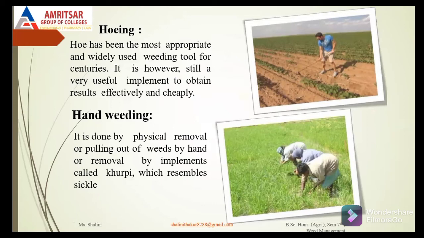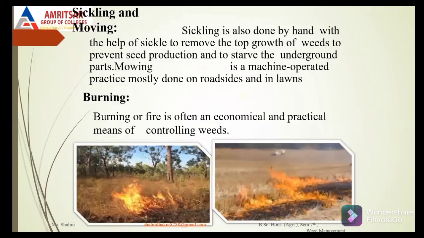Then hand weeding, we have to use our hands, obviously, we can't use any kind of implements, so we have to use hand weeding tools like khurpi or sickle. Then sickling, mowing and burning. Mowing is the cutting down of grasses. Mostly we take a machine, and the weeds on the roads are cut down. If we use a sickle, we cut with the sickle. So that is mowing and sickling. Then comes the burning stage, where we have to burn all the weeds.